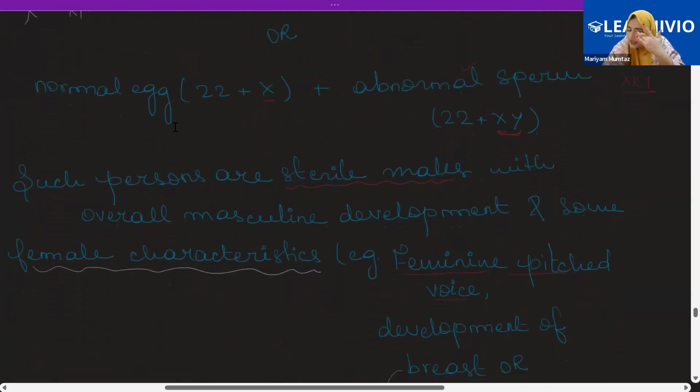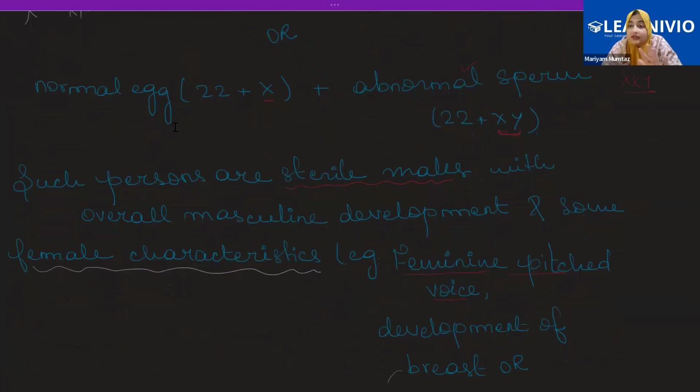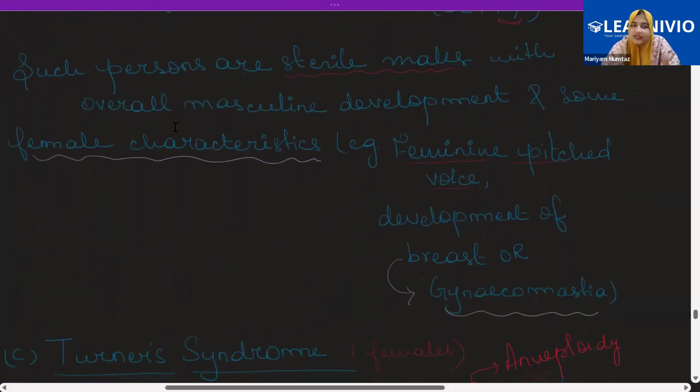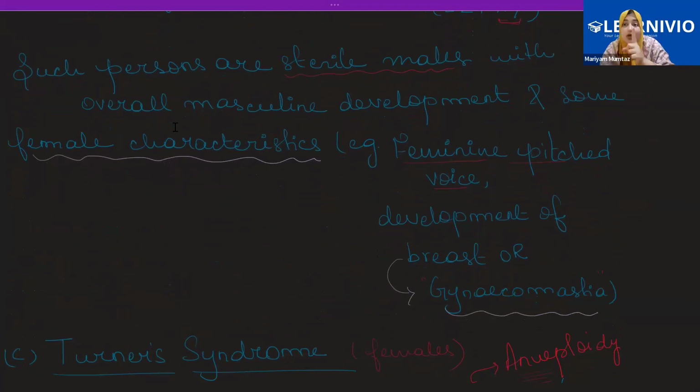Since they are male, they have an overall male build, but they have female characteristics in them as well, like a feminine voice, gynecomastia, that is development of breasts, and basically overall masculine development with female characteristics. And this is because of that just one extra X chromosome. Imagine how crucial a role chromosomes play in our life.